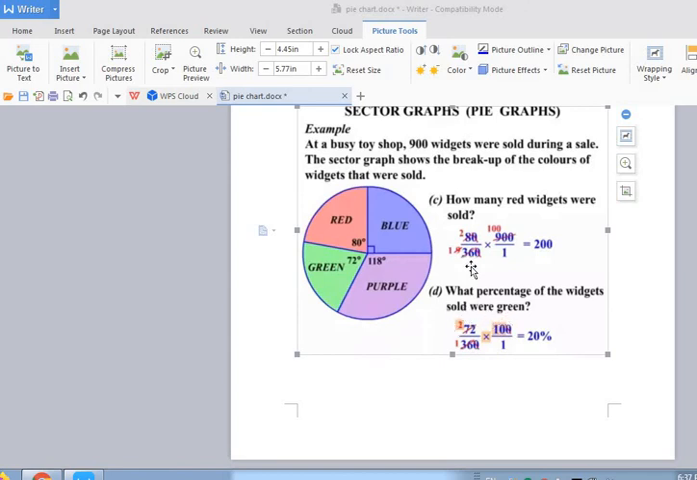What percentage of the widgets were sold green? I have the same steps here: 72 over 360, then simplify, then multiply by 100, so it gives me 20%. I can hear someone asking, why miss do I write 100, not 900? Because here he asks me for how many widgets, and here he asks me for what? Yes guys, percentage. So for percentage I multiply by 100, don't forget.